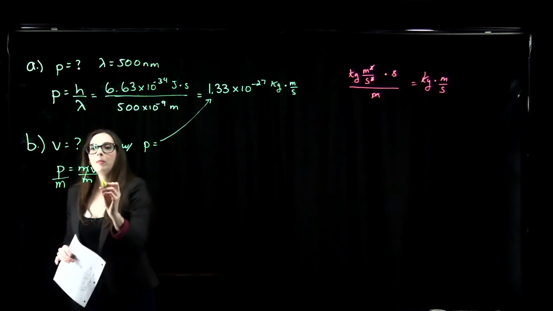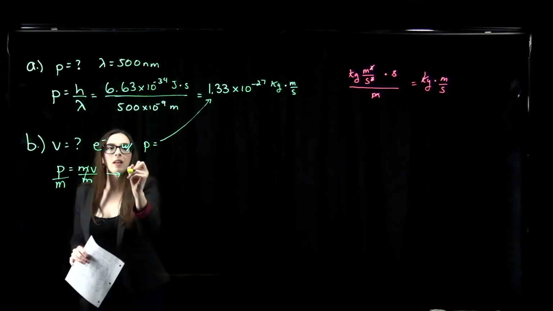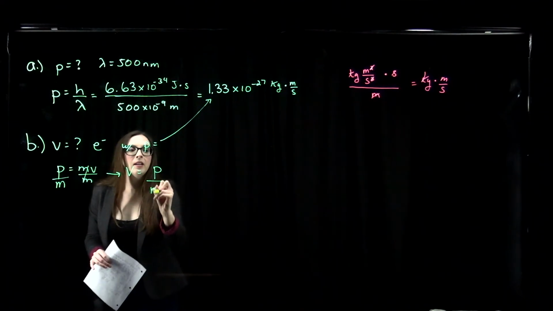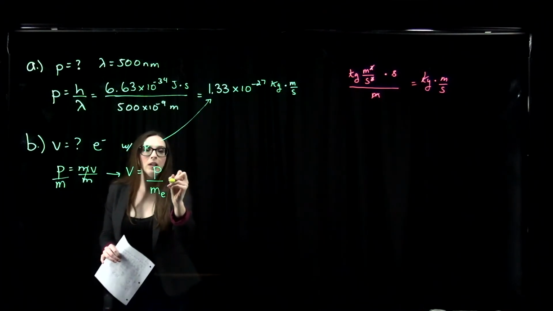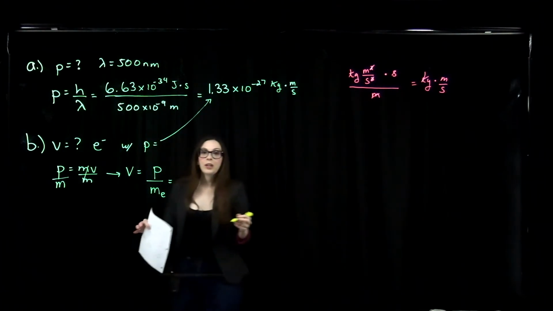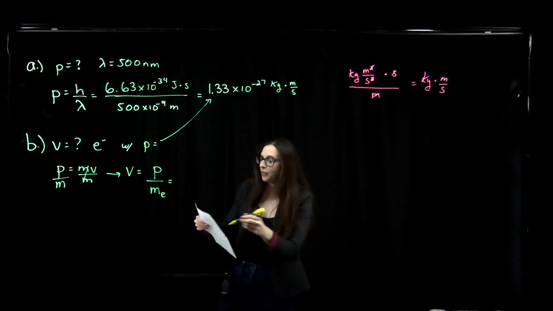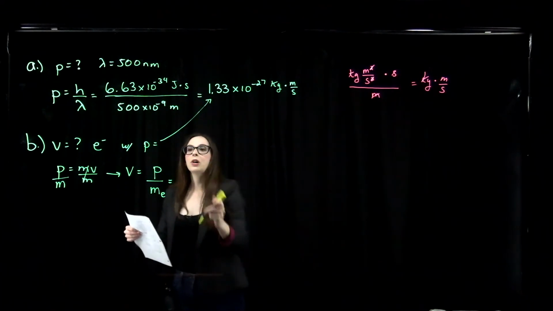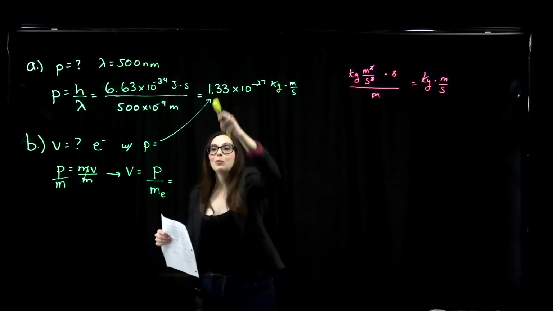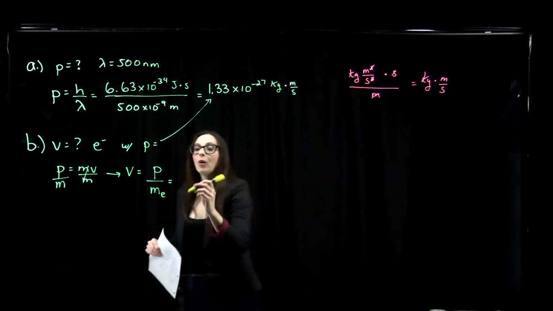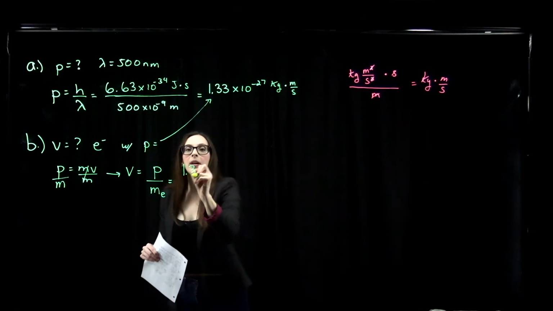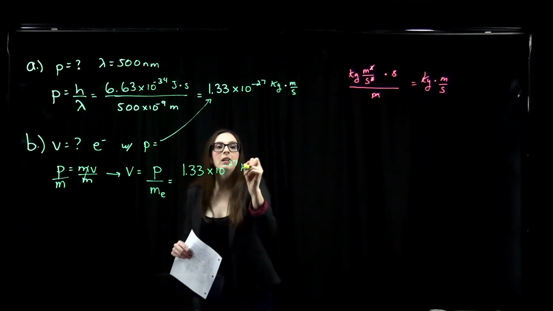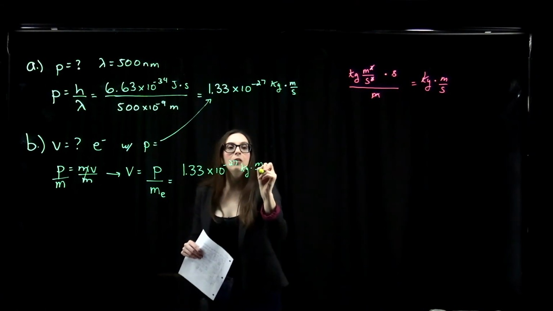Divide both sides by m. So this tells me that v is equal to the momentum divided by the mass of my electron. The momentum we want to use, our question says, find the velocity of an electron having the same momentum as our photon. So we have to use this momentum that we just found from the photon here, 1.66 times 10 to the minus 27 kilogram meter per second.